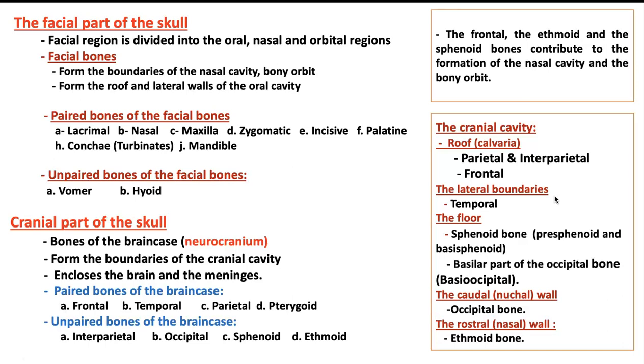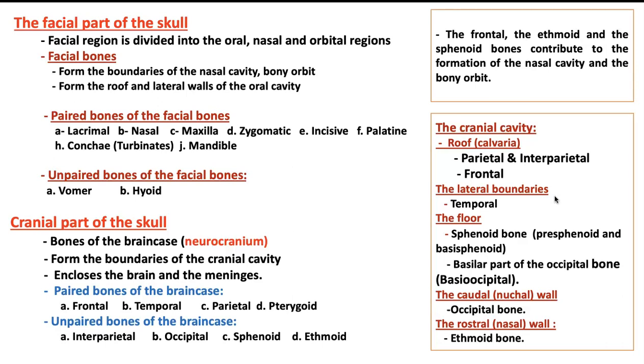As we mentioned, the skull has a facial part and a cranial part. The facial part includes the facial bones, which have the oral region, nasal region, and orbital region. They are important in forming the boundaries of the nasal cavity and the oral cavity. Some of the bones of the facial part are paired bones, and others are single, or unpaired. Examples of paired facial bones are the nasal, lacrimal, zygomatic, incisive, and palatine bones. Single bones are the vomer, and the hyoid apparatus is also single.